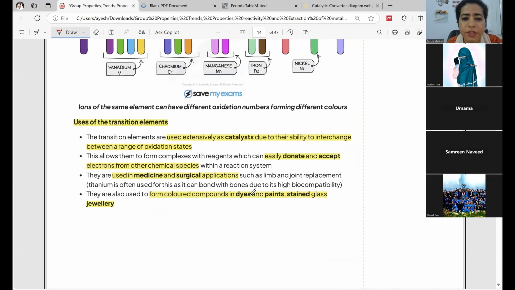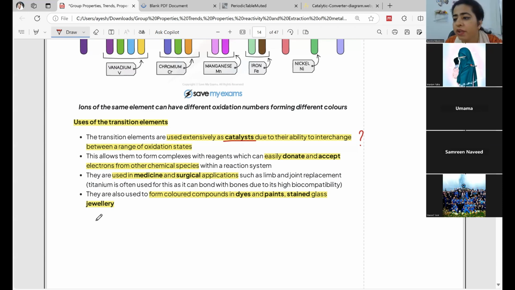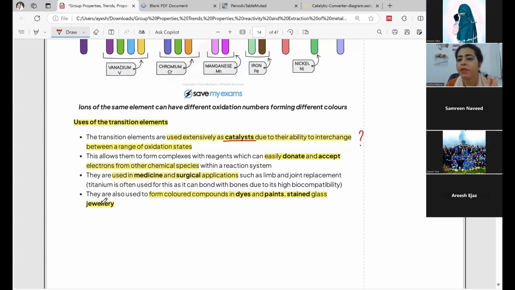Okay. Some uses of the transition metals, some of them we have already discussed. They can be used as a catalyst. And okay, why we are using them as a catalyst, I will give a little explanation over here. Then other uses are we can even use them in medicine and surgical applications as well, because they are very important when we want to replace the joints and limbs. So they have some important uses over there. No detail needed for you. Just medicine and surgical applications we have. And then they're also used to make dyes, paints, and stained glass, and then jewelry as well, because they have different colors. So they are important and useful whenever we need something colorful.